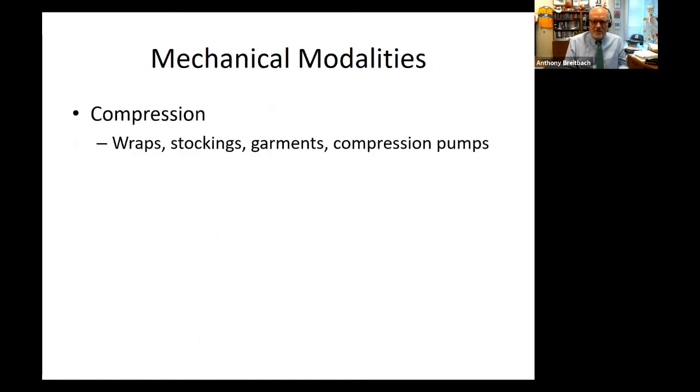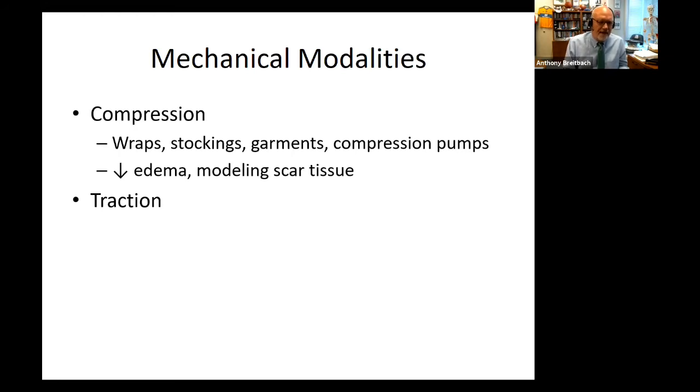Different types of mechanical modalities are compression. They can be something as simple as wraps, stockings, garments, or compression pumps like Normatec. People have seen Normatec before, Game Ready. Those types of things are compression pumps. One of the main reasons we do this is to decrease edema. It also can have an impact on really severe injuries and with scar tissue remodeling, those types of things. Also, compression wraps work very well with amputation, with remodeling of the stump.